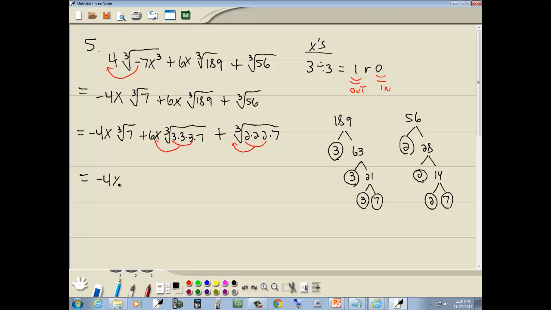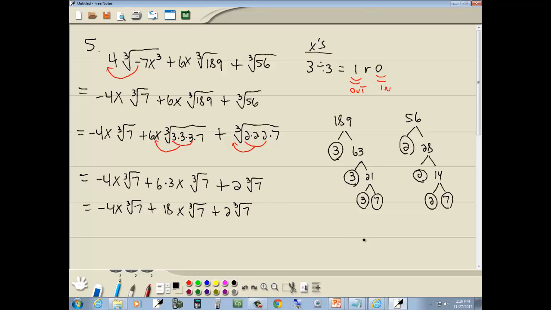So we got negative 4x cube root of 7 plus 6 times, and these set of 3 3s are going to come out as a single 3, so that's 3x cube root of 7 plus, and the 3 2s are going to come out as a single 2, and then cube root of 7. So that gives us negative 4x cube root of 7 plus 6 times 3 is 18x cube root of 7 plus 2 cube root of 7.